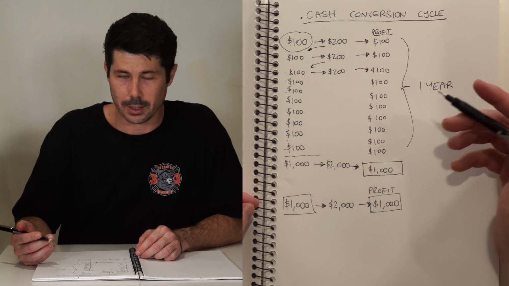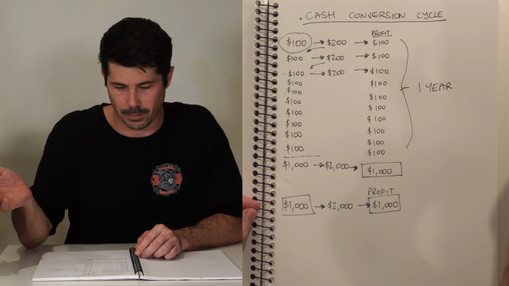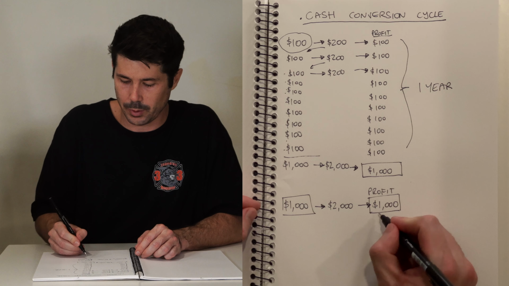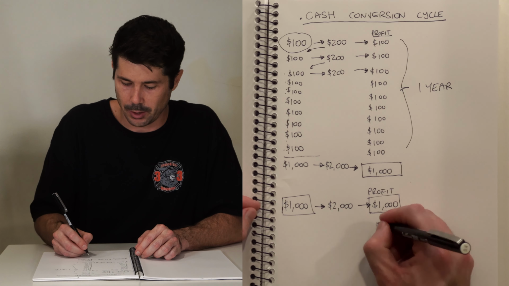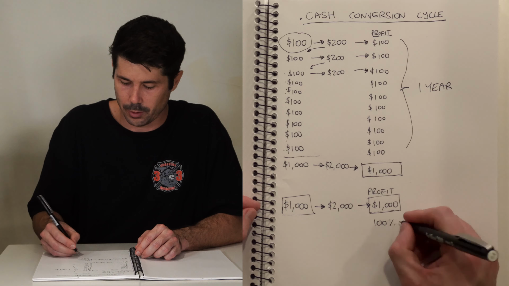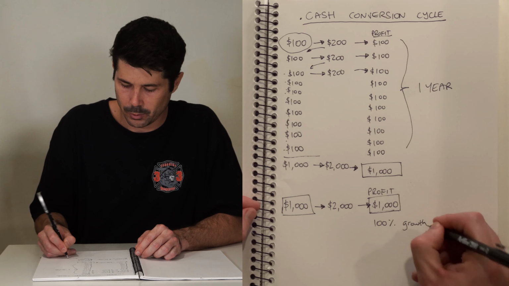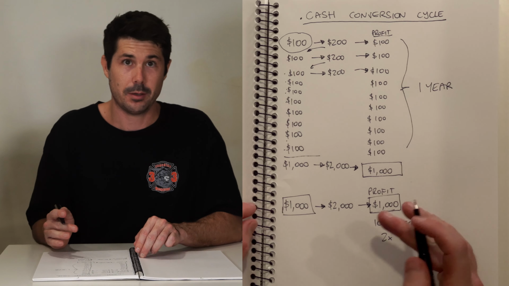The difference here is the return on investment. Because here we made $1,000 profit on $1,000 invested. So that's 100% growth, or we 2x'd our money.